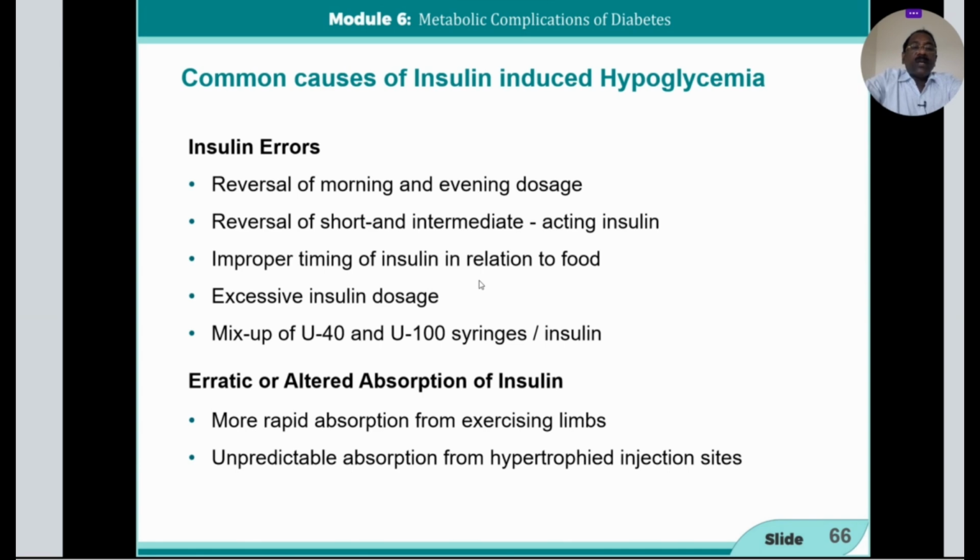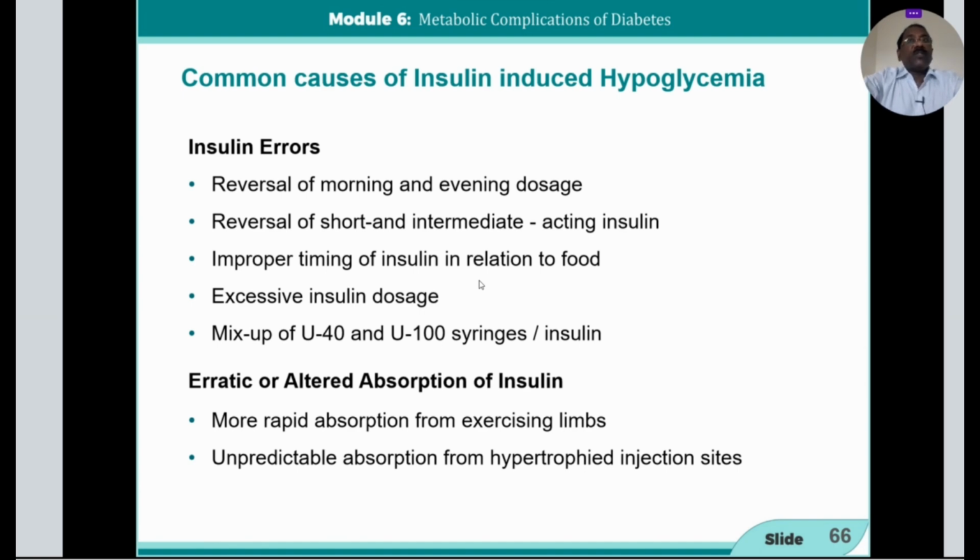Another cause is a mix-up of the 40 units and 100 units insulins and syringes. Two types of insulins are available, 40 units insulin and 100 units insulin. Have you seen the 100 units insulin? No. The 100 units insulin is also available, and there is a separate 100 units pen. Both are 1 ml, but here 1 ml is equal to 40 units, which is what you all know from your undergraduate period. With the 100 units insulin, 1 ml is 100 units.